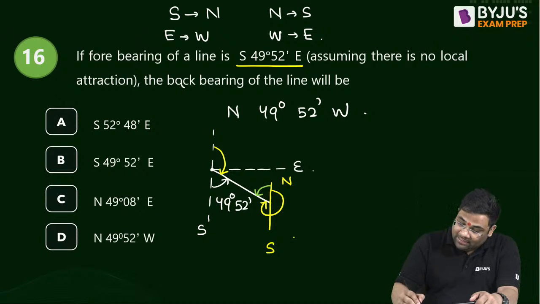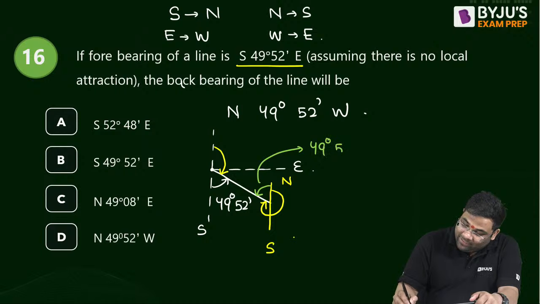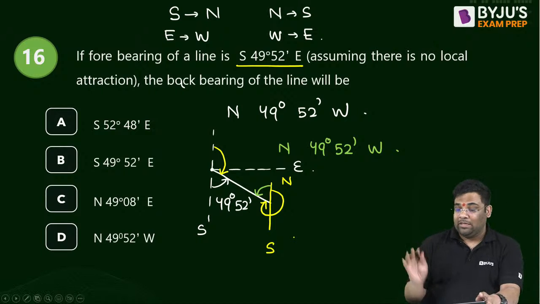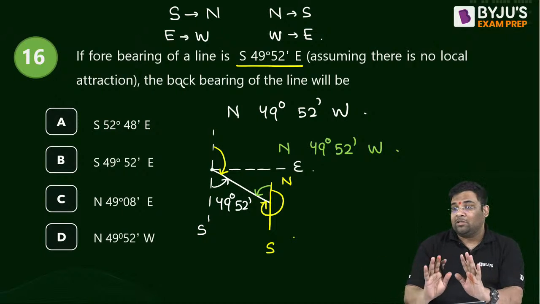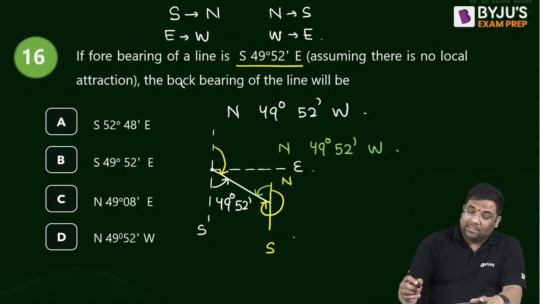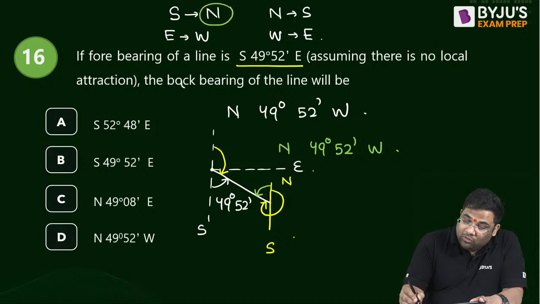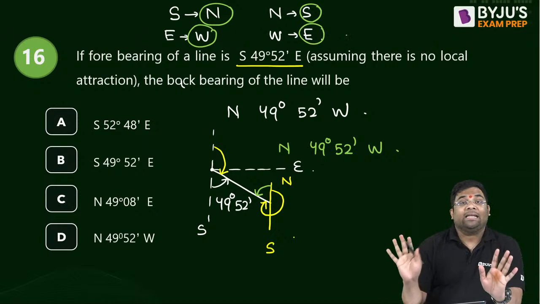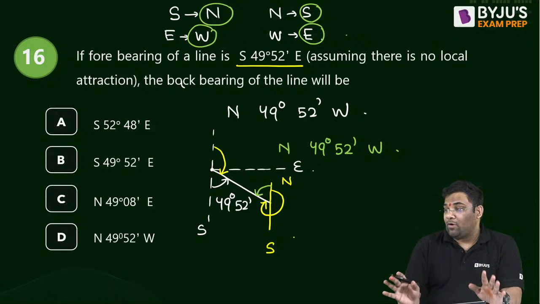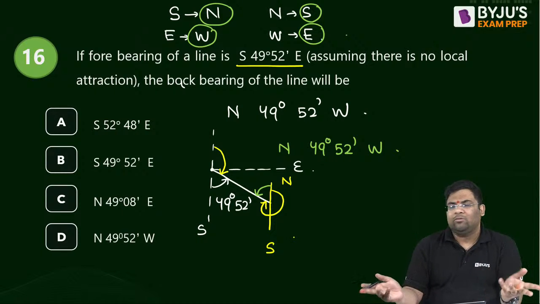So this is the angle, and this angle is how much? You can see this is 49 degree 52 minutes, and what? It is northwest, right? Understood? If you have understood the diagram, very good. If you have not understood the diagram, very easy. What you do? Just convert south to north, north to south, east to west, and west to east. You will get the back bearing. Very good, easy.